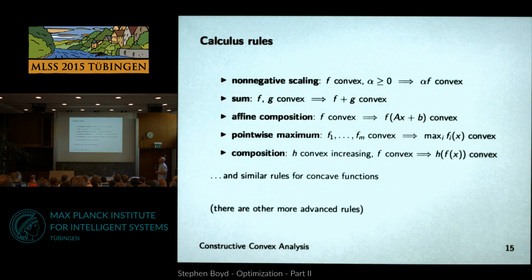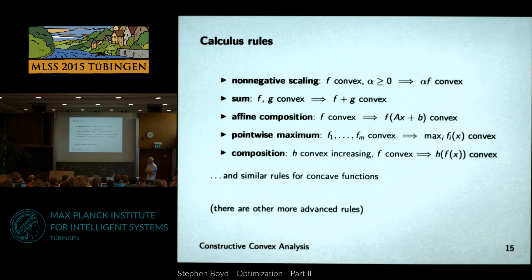And composition. Here's one. A convex increasing function of a convex function is convex. So the exp of a convex function is convex. The positive part of a convex function is convex, because the positive part is the function that's 0, and then when you hit 0, it starts ramping up linearly. That itself is a convex function, and it's increasing. Everybody got this? So here are your calculus rules.